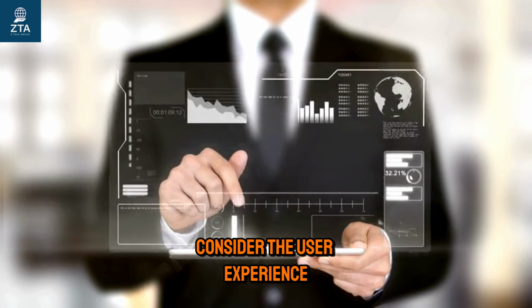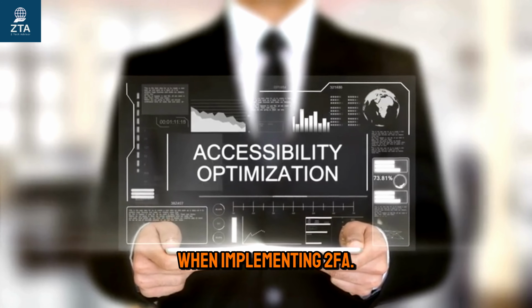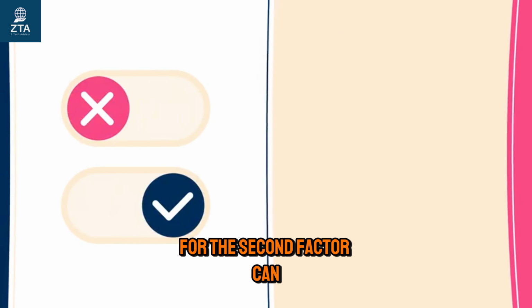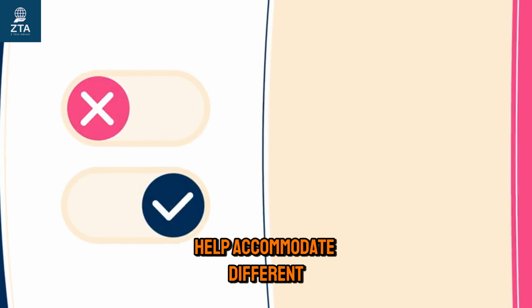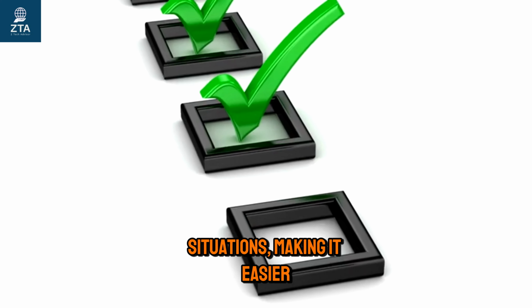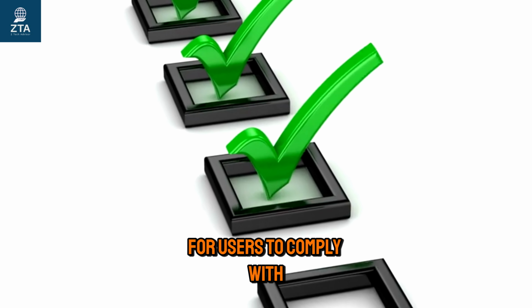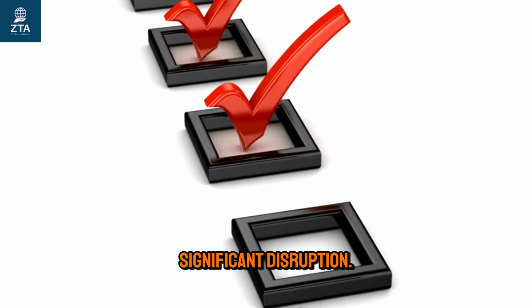Organizations should also consider the user experience when implementing 2FA. Providing multiple options for the second factor can help accommodate different user preferences and situations, making it easier for users to comply with security protocols without significant disruption.